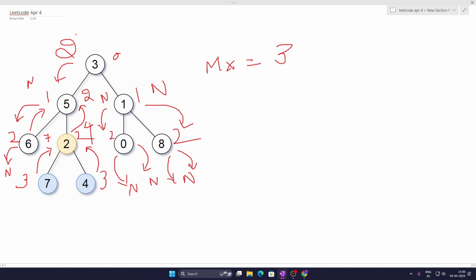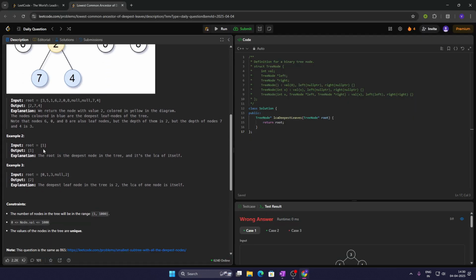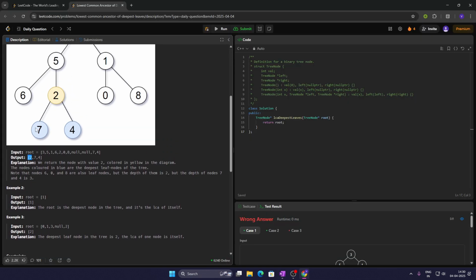At 3, we got two values. First one is 2 and second one is null. So obviously, we have to return the not null value, right? So we will return 2. Here the 2 is our answer.